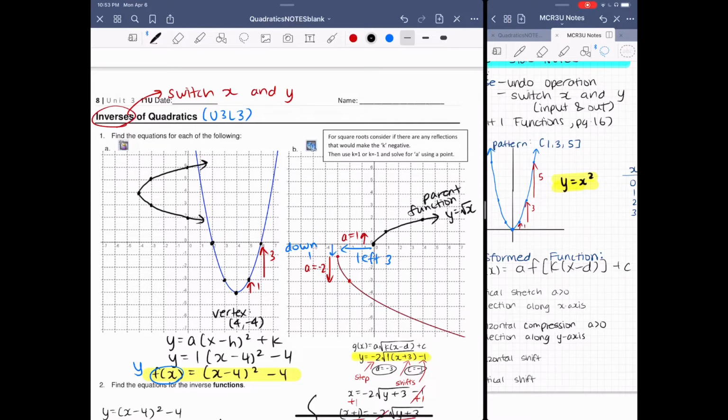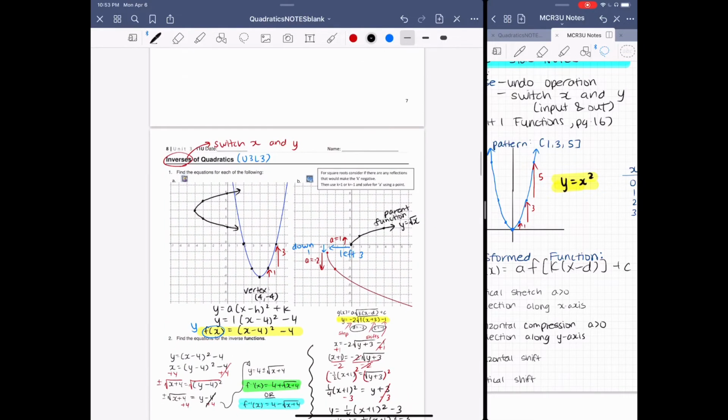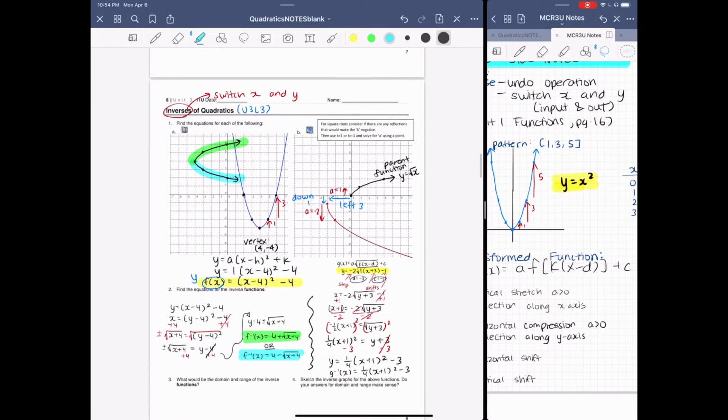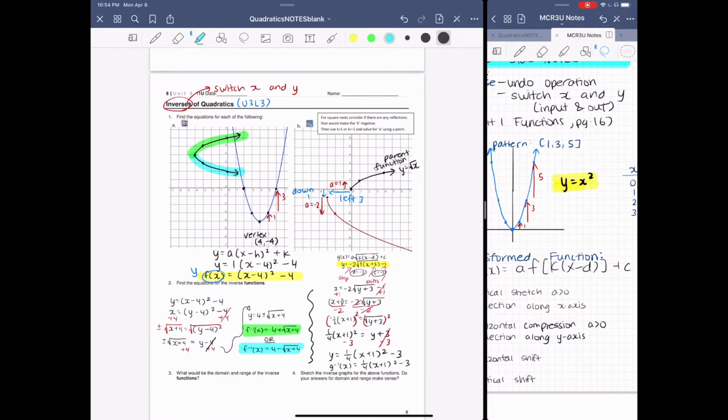So this is my F inverse. I'm going to use a highlighter to indicate which one is which. So 4 plus square root x plus 4 should be the one on top, and the 4 minus square root x plus 4 should be the one on the bottom, based on if there is a reflection along the x-axis or not. Alright, so those are it for part A.